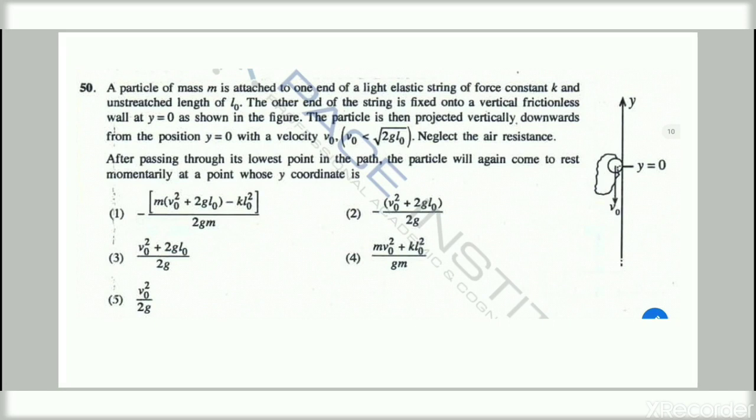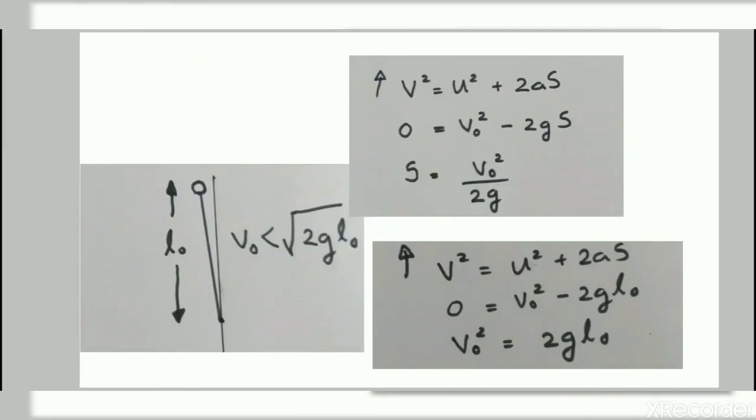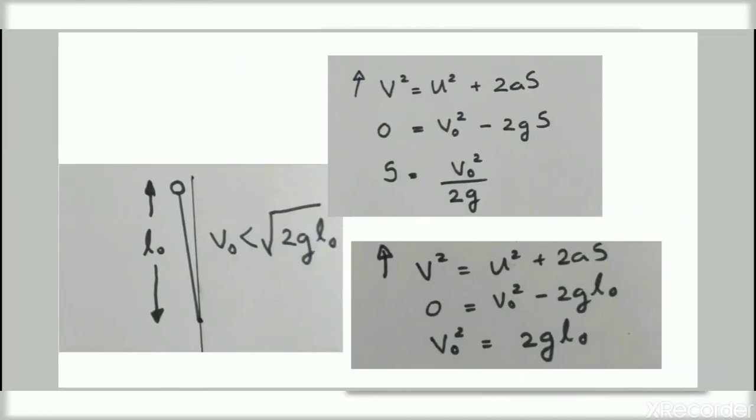v0 is less than root 2g L naught is given because in the upward movement the string has not reached its elastic length, or L naught length. So the ball will be stopped at a position which is between y equals 0 and y equals L naught. The ball will be stopped in the middle path. That is why we have used these equations to measure how much distance the ball has moved in the upward direction. So we can take it like that.